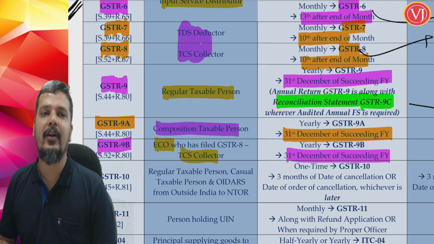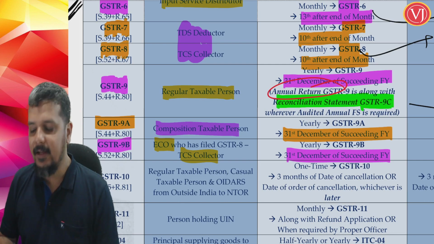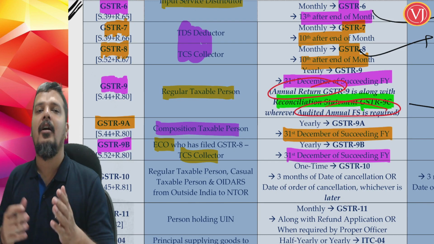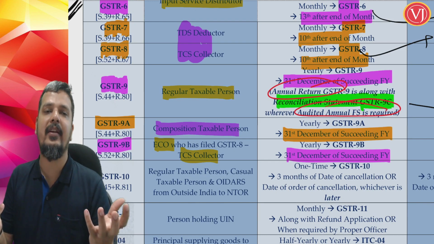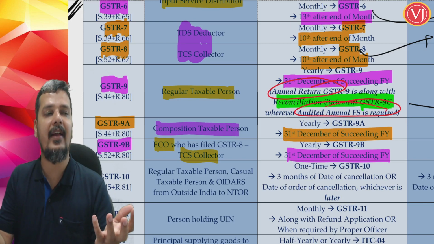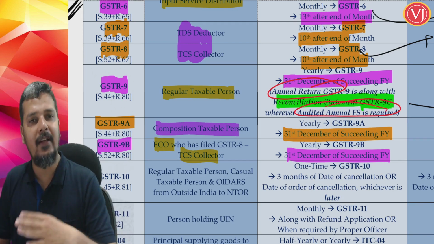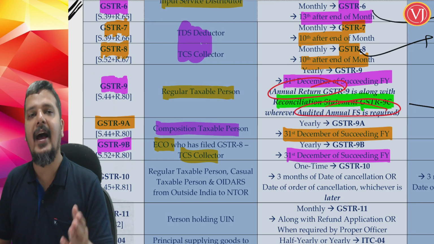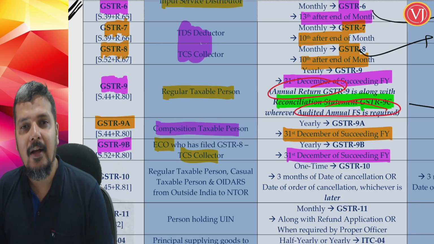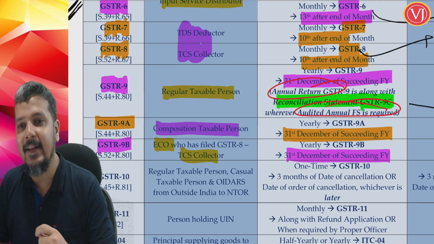Now what exactly will your reconciliation statement reconcile? It will reconcile the figures given in the annual return and your figures in the annual audited financial statements. To put it in simple terms, it reconciles the figures of the annual return, GSTR 9, with the figures of the annual audited books of accounts, the financial statements. Why is there a difference between your GST annual return and your annual audited financial statement? If there is no difference, don't worry.